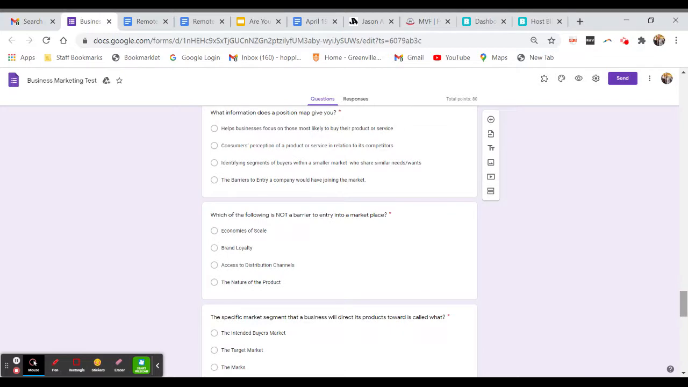What information does a position map give you? Helps businesses focus on those most likely to buy their product or service, consumers' perception of a product or service in relation to its competitors, identifying segments of buyers within a smaller market who share similar needs and wants, or the barriers to entry a company would have joining the market.